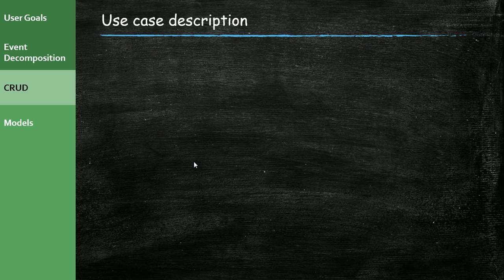Once we've defined all of our use cases, so we've brainstormed, using one of our techniques, either user goal or event decomposition, to brainstorm all of our use cases, we've verified them with our users, and we verified with CRUD that we have everything that we need, now we have to do use case descriptions.